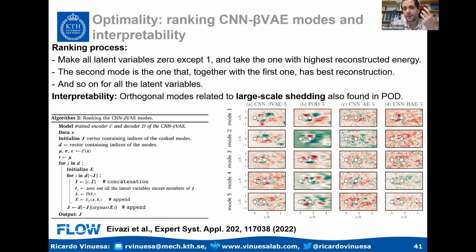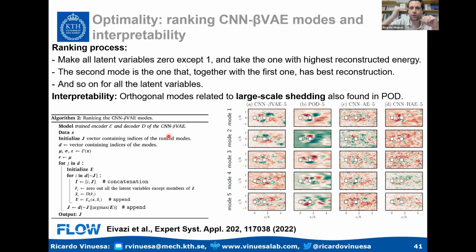And actually, the beta variational autoencoder modes are similar to some extent to the POD modes. So I can actually see that the large-scale shedding is very well identified by the variational autoencoder modes, but those modes also include higher frequency content. So to some extent, I have the basic POD features, and then I add some turbulent fluctuations on top of that, so that instead of having 500 modes, I only require 5, and then get a very good reconstruction of the flow.